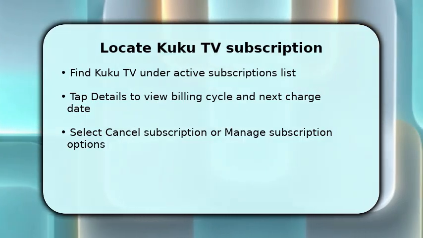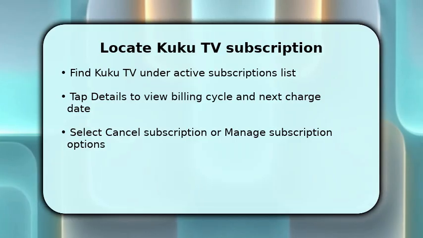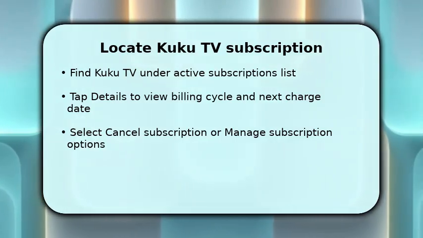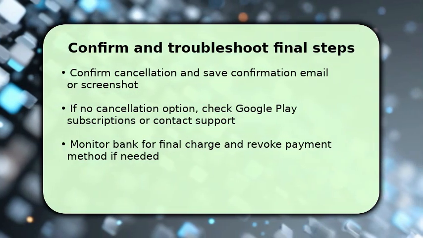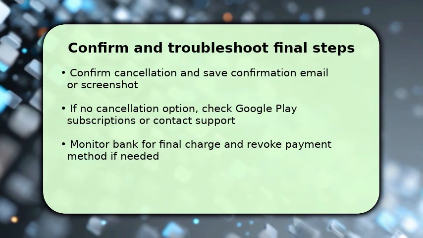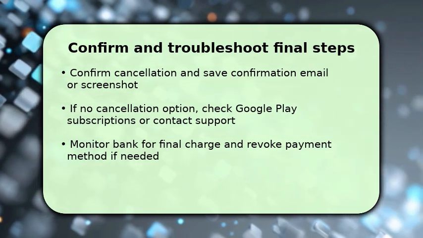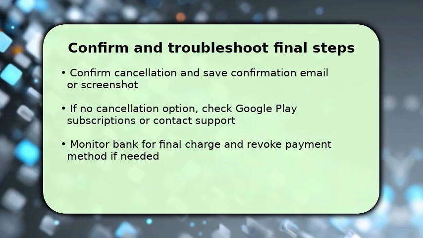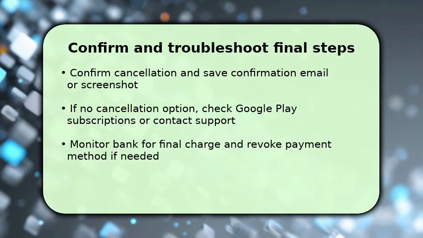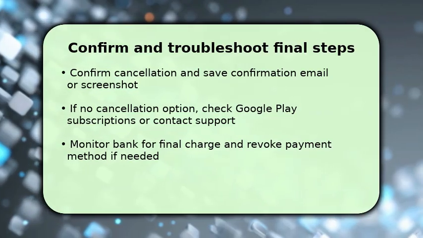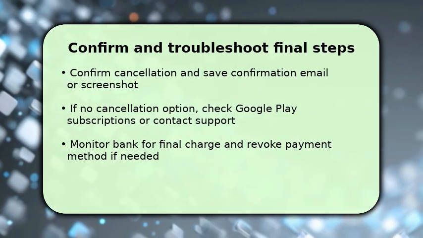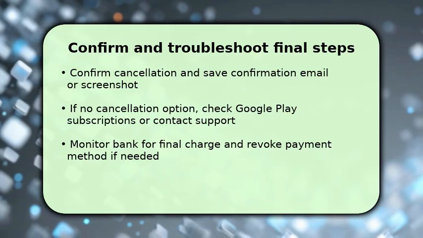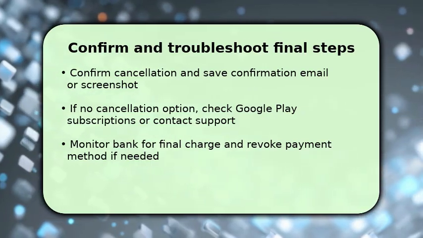Make sure to read any confirmation text about access ending or prorated refunds before you finish by confirming the cancellation and saving the on-screen confirmation or email. That proof matters if charges continue. If you don't see a cancel option, check Google Play subscriptions separately or open Kuku TV account settings. The merchant may handle cancellations. Contact Google Pay support only if needed.